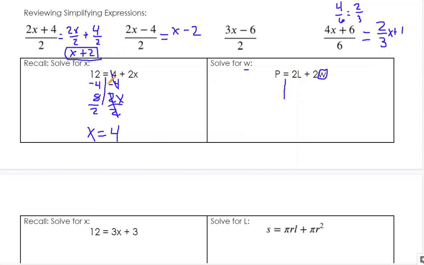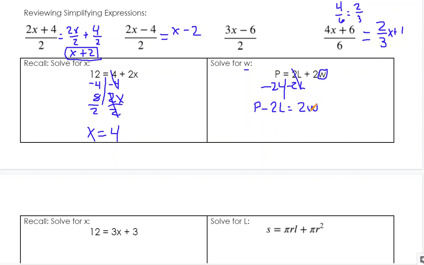Well, I would do the same steps I did over here. This is a positive 2l, so I would do a minus 2l to cancel those out, and I would do the same thing over here. So what's p minus 2l? Well, I can't combine those terms because they're not like terms. So that just leaves me with p minus 2l. And that equals 2w. Still left with that 2w.